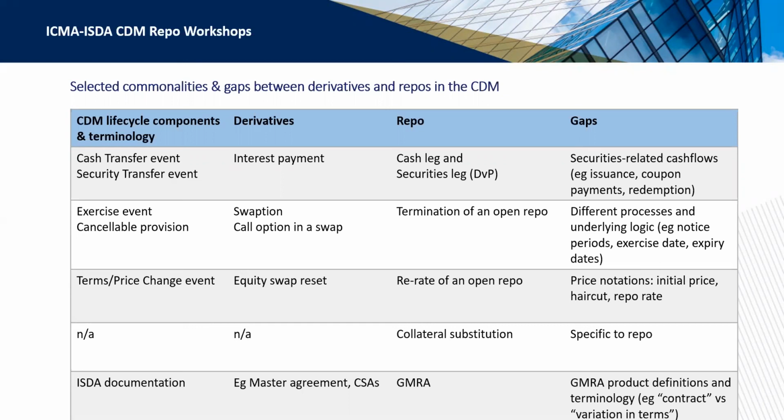Yes, and I think one very obvious gap is, of course, the reference to the documentation, where the CDM refers to ISDA documentation, for example, to master agreements, credit support annexes. And in the case of repos, what we would have to incorporate going forward is a reference to the GMRA, for example, to define repos, employ the correct terminology, but also some of the concepts that were discussed in the workshop, for example, the meaning of contract, variation in terms of a contract, etc.